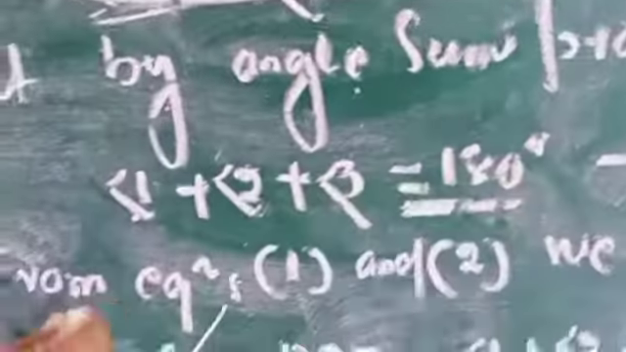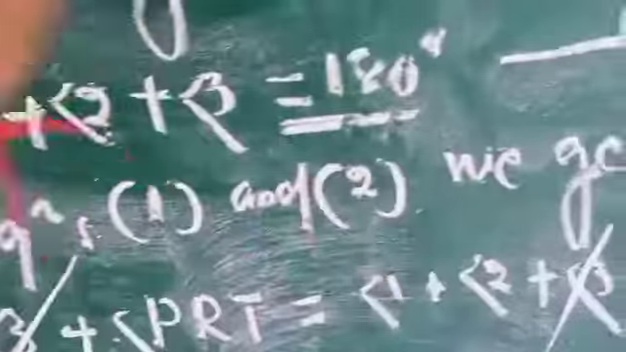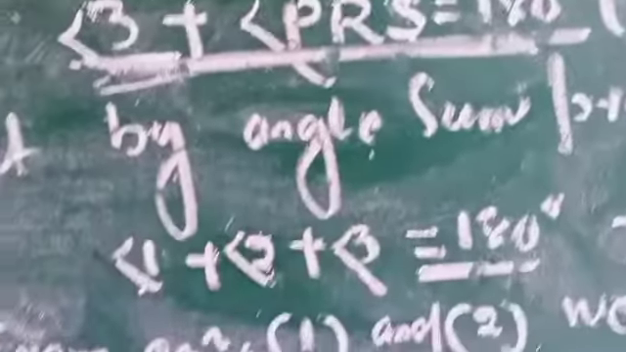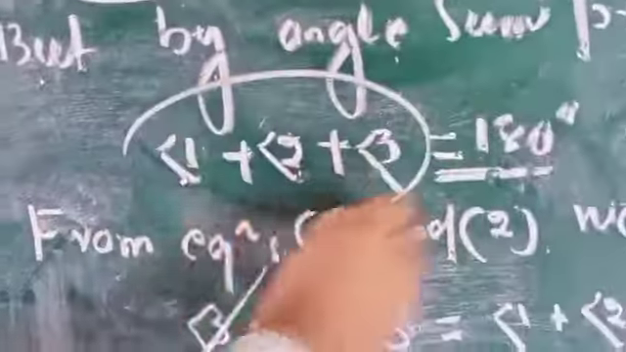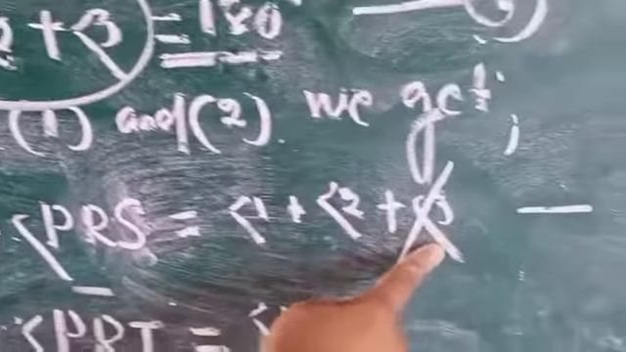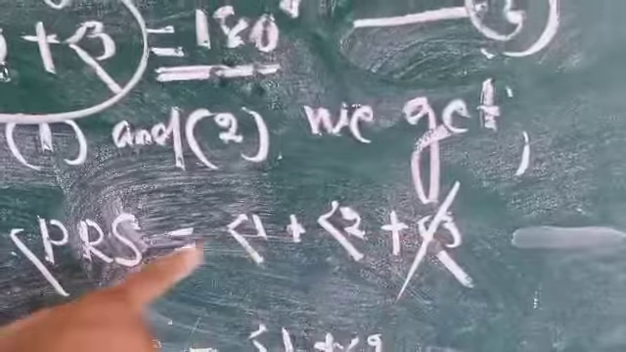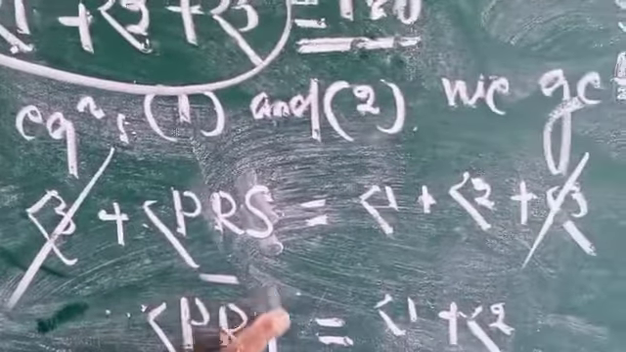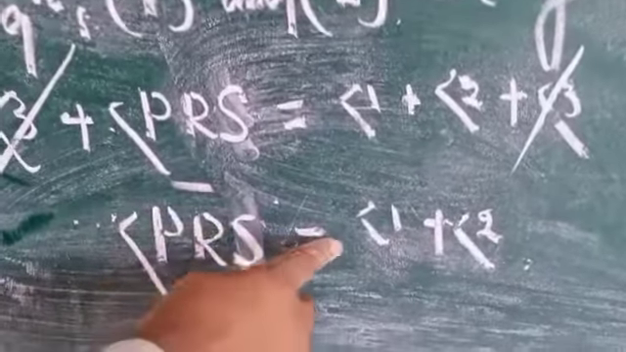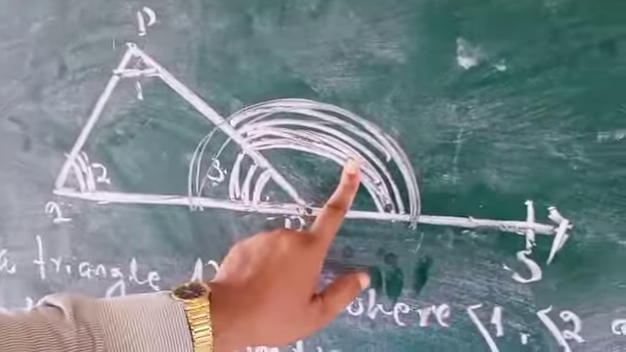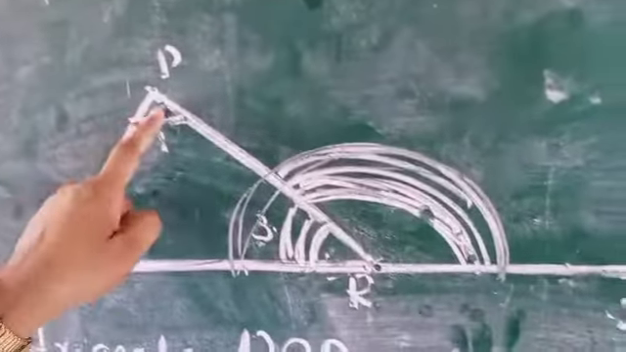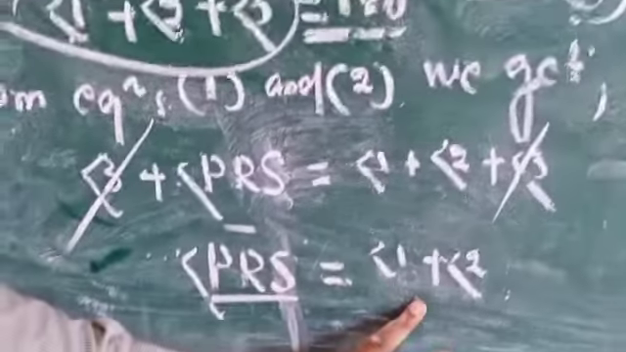So from equations 1 and 2 we get angle 3 plus PRS is equal to angle 1 plus angle 2 plus angle 3. Understood? Now 3 cancels. Therefore PRS is equal to 1 plus 2. PRS is the exterior angle, and the exterior angle is equal to the sum of the two interior opposite angles, 1 plus 2. Therefore PRS is equal to angle 1 plus angle 2.